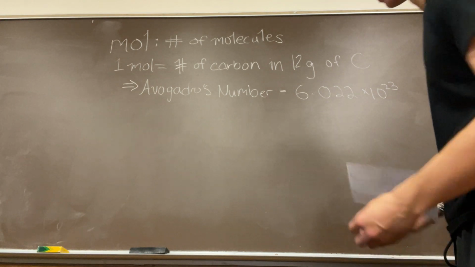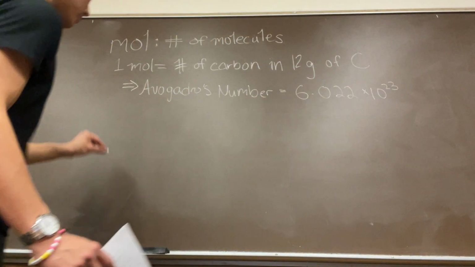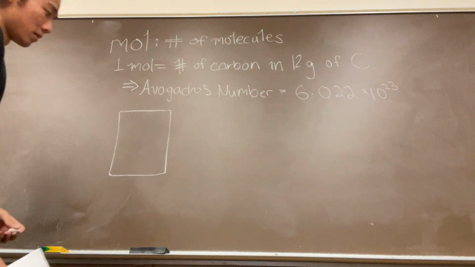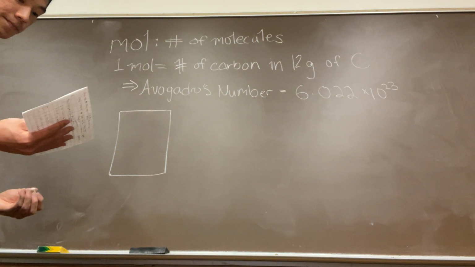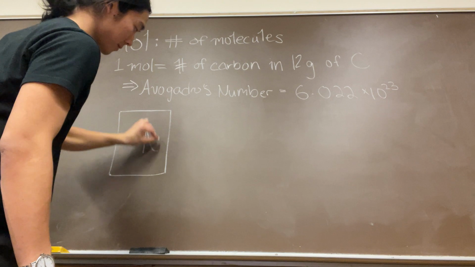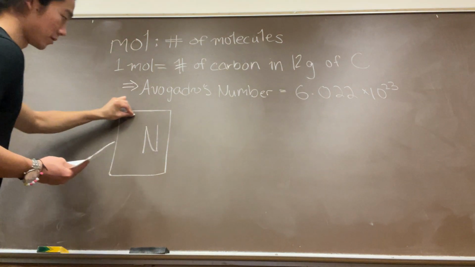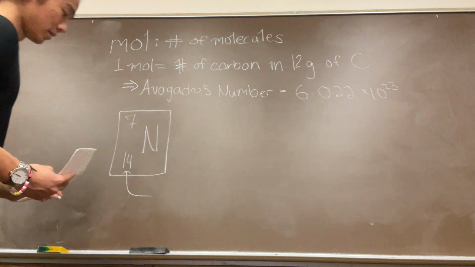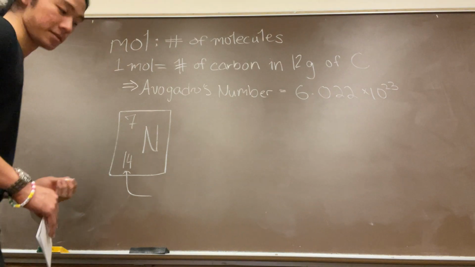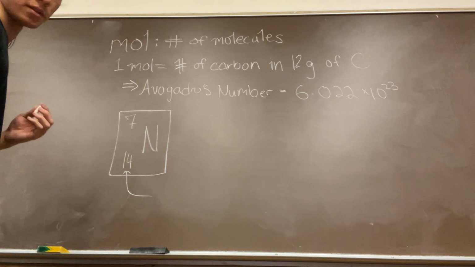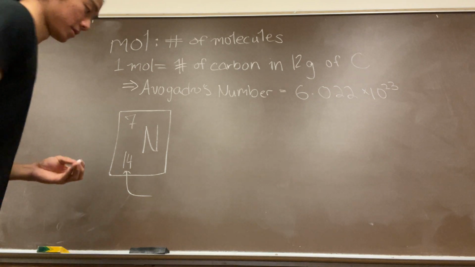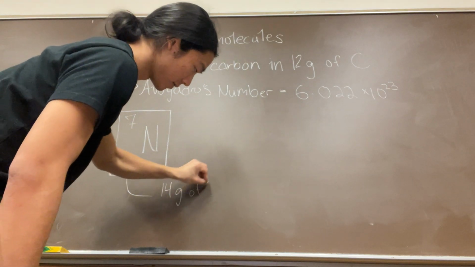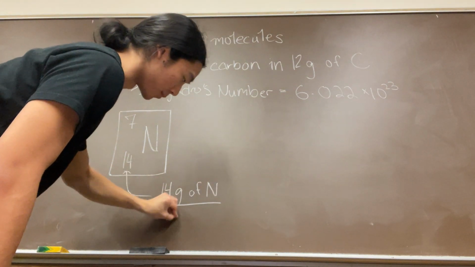So real quickly, just a reminder of being able to read the periodic table. Let's say we have some molecule, I'm just going to say nitrogen, N. Then we'll have the number 7 here, and 14 here. What this 14 means is its atomic weight or mass. So we think of that as how many grams of the molecule there are in 1 mole. So this is mass. We say 14 grams of nitrogen. That's how heavy it is for 1 mole.